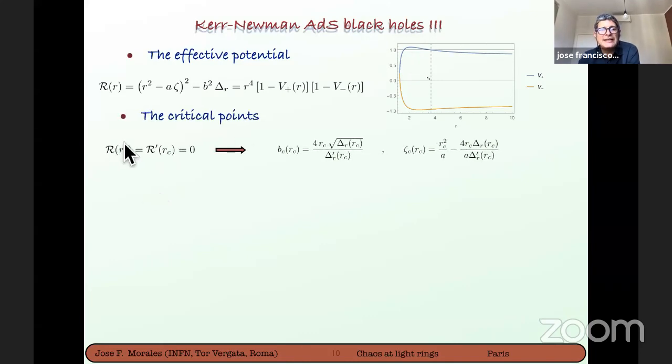Okay, you have a zero not only of r, but also a zero of the derivative of this function r. And this you can solve. These are two equations. You can solve for the two kinematical variables and compute what you call b_c and zeta_c, which are functions of the critical radius.